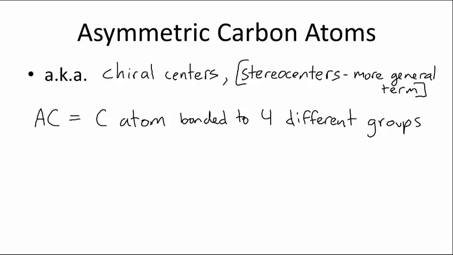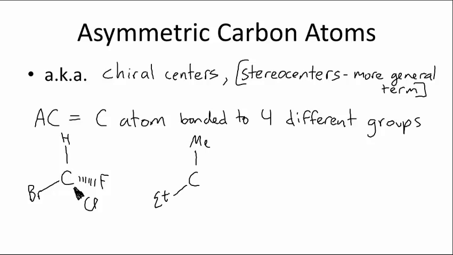So a classic example would be carbon bonded to, say, hydrogen, bromine, a chlorine, and a fluorine. Or you could have carbon bonded to a methyl group, an ethyl group, a hydrogen, and an OH.